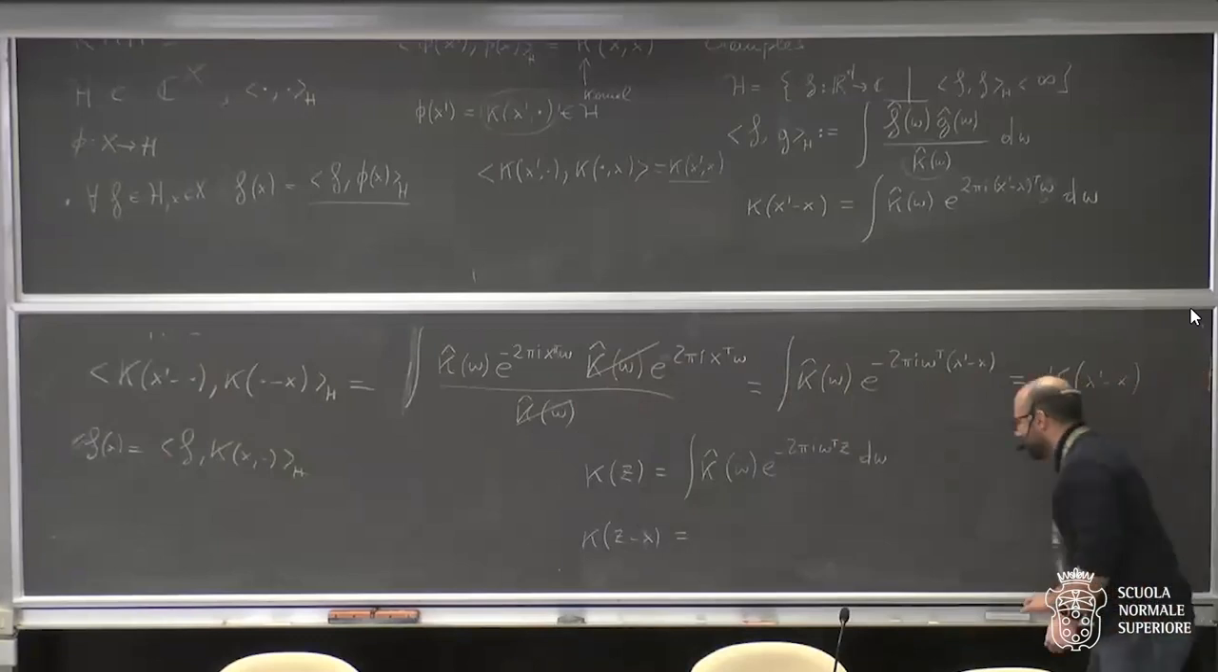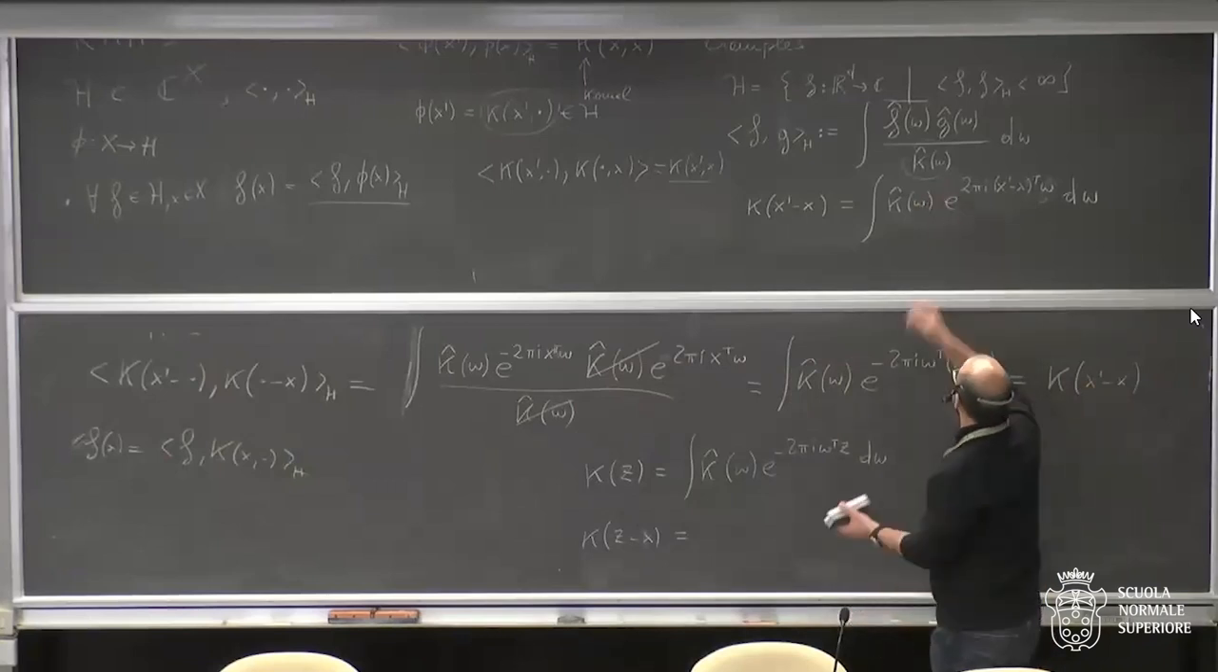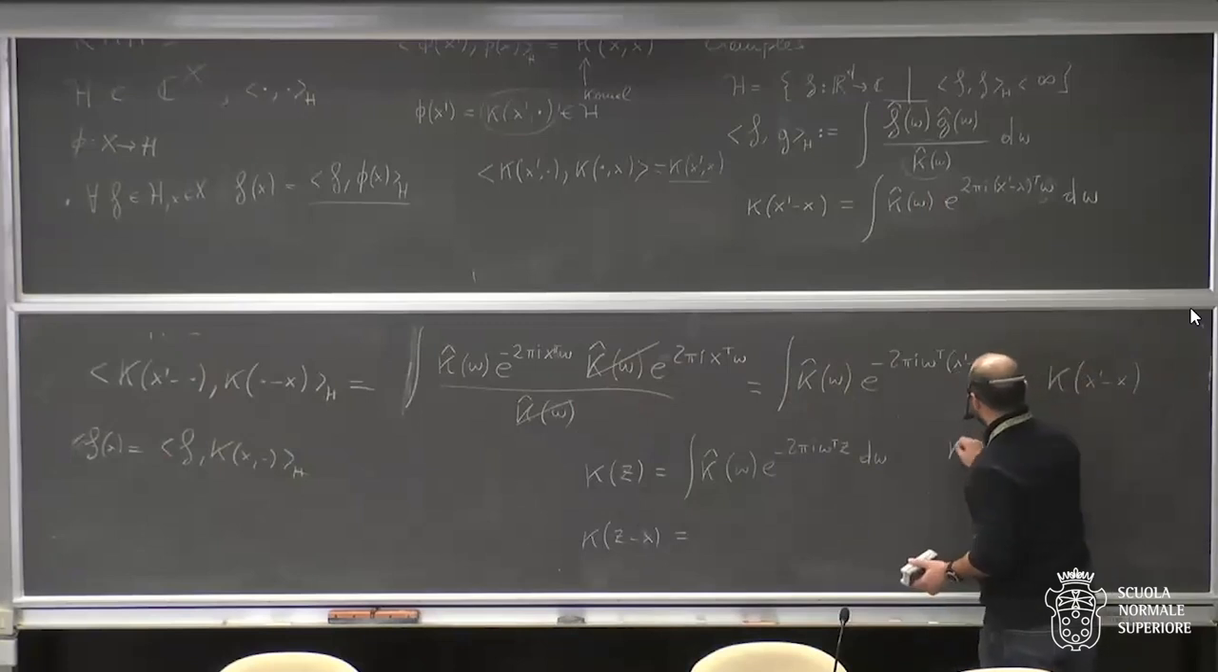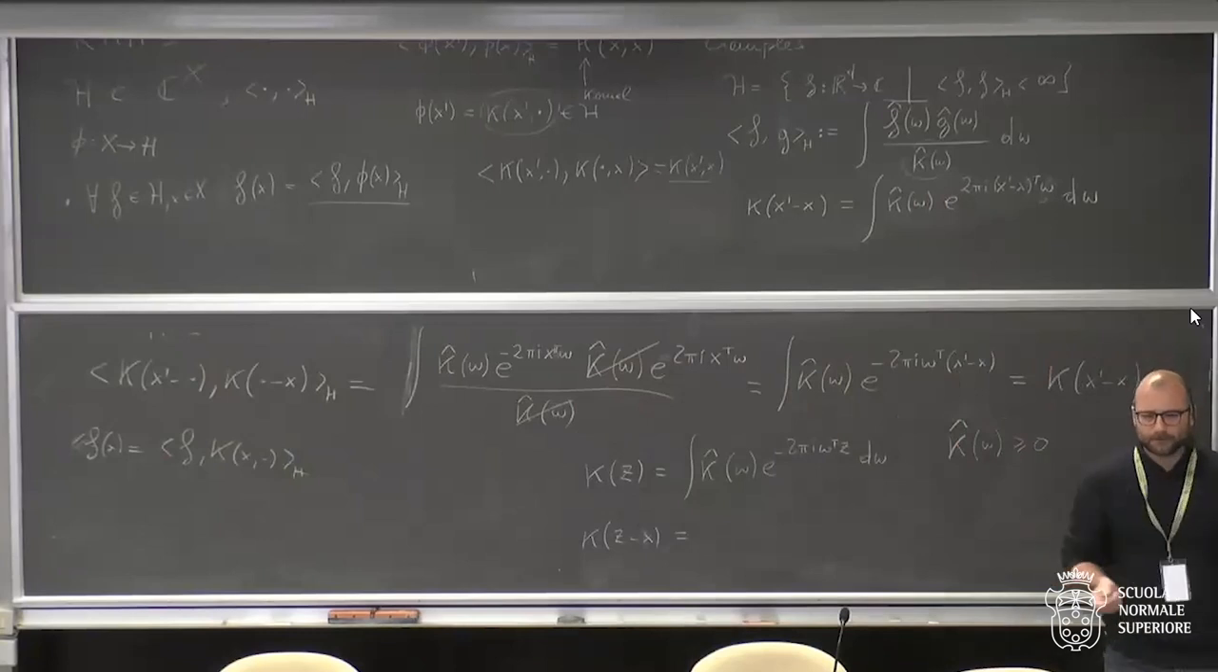Okay. Well, so this is an example. Of course, to define this properly, you need some properties, and the crucial one is that this function k hat is always non-negative. Clearly.